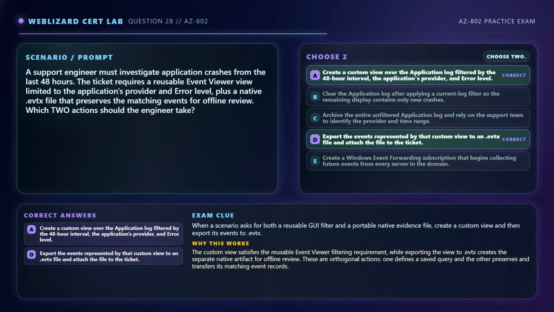These are orthogonal actions. One defines a saved query, and the other preserves and transfers its matching event records. When a scenario asks for both a reusable GUI filter and a portable native evidence file, create a custom view and then export its events to .evtx.